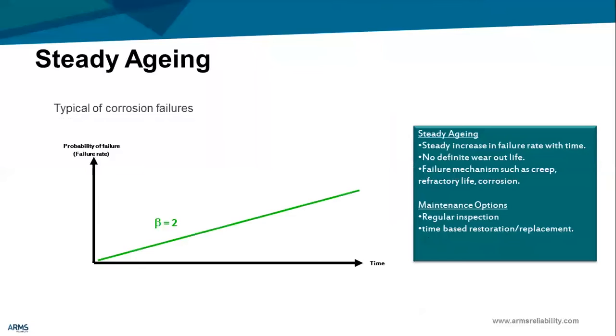The next behavior we're going to look at is steady aging. These are typical of corrosion type failures, maybe refractory life, where the probability of failure increases linearly with time. Regular inspection is a good option here, and also time-based restoration and replacements.